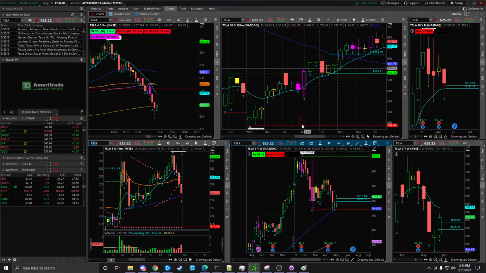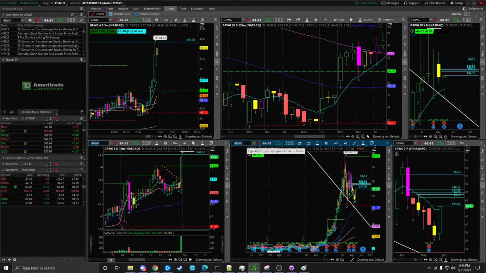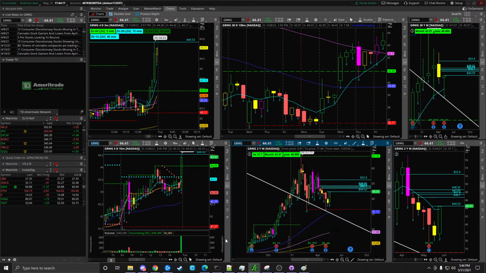Let's see. So, when you're drawing these things, again, it's just really good to look at. If you can have both ends of it, absolutely have both. But even one is okay to trade off of.